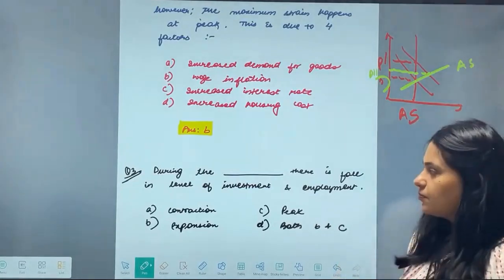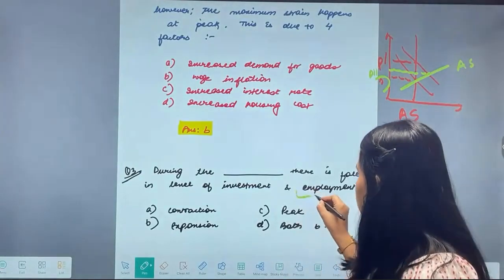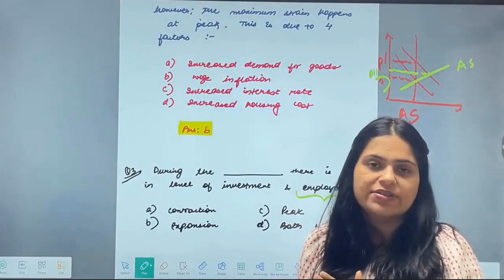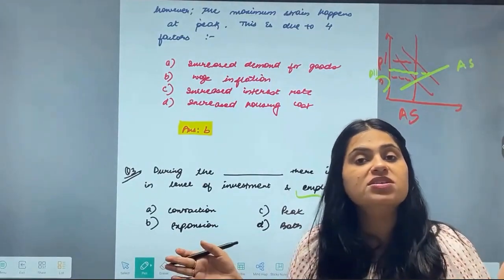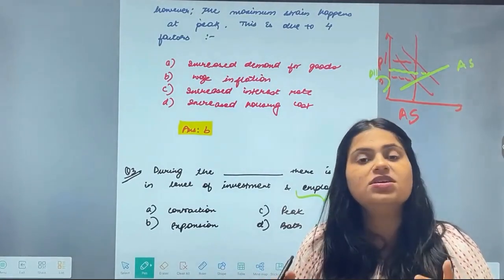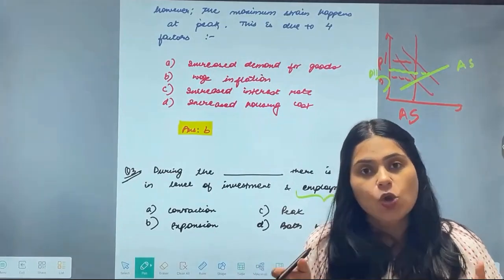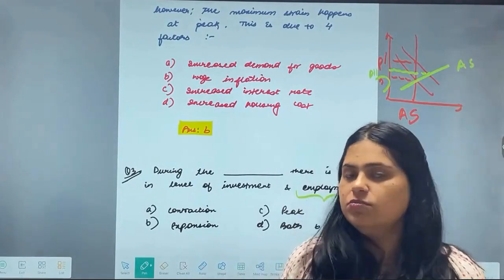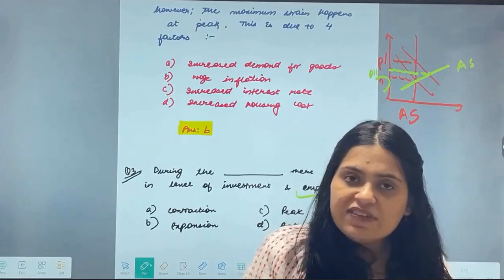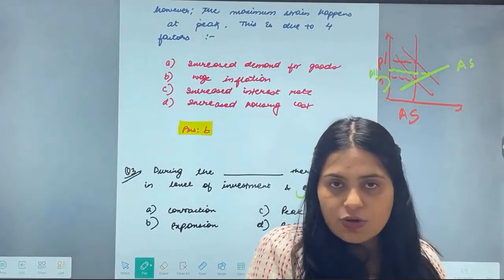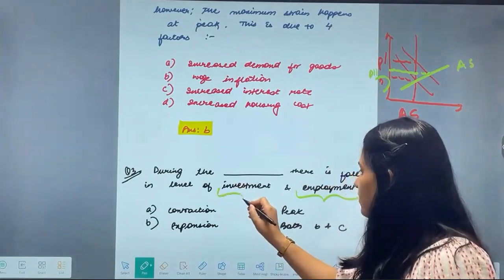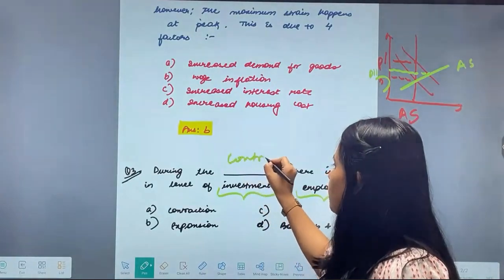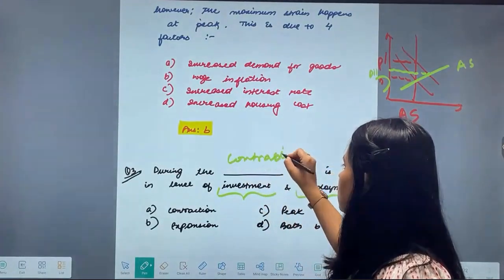Okay, let's see. So I am saying that employment is falling. That itself is a hint. People are losing jobs. That can only happen when my economy is contracting, when there is a contraction. So when people lose jobs, their income will fall. When their income will fall, they will save less. When they will save less, investment will be less in the economy. So we know that investment and employment are falling, implies that it is a period of contraction.